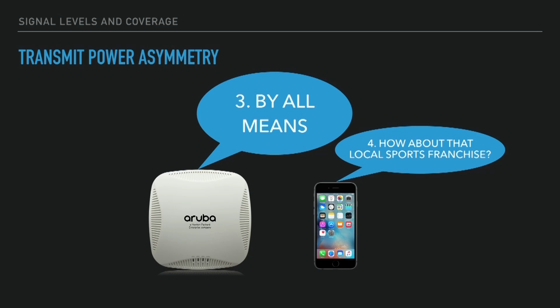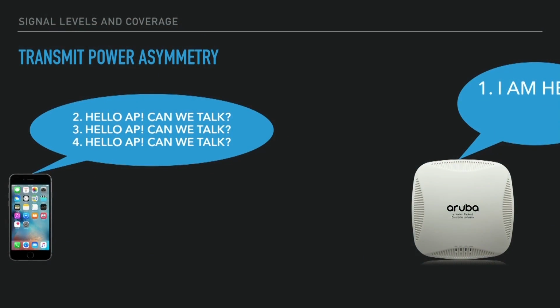Where things get a little squirrely is that when you dig into the documentation for this kind of equipment, you'll find that the Aruba access point has a power rating of 18 dBm. It can send up to 18 dBm of signal out into the air. Well, the iPhone in this case has a power rating for transmission of 15 dBm. So the access point, in effect, says, I am here, I am here, I am here.